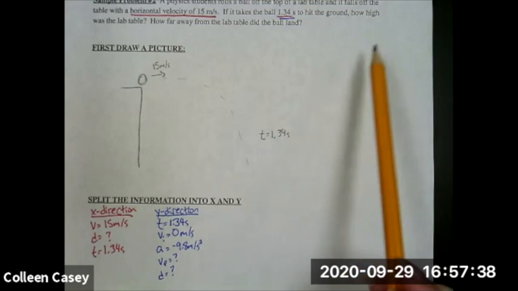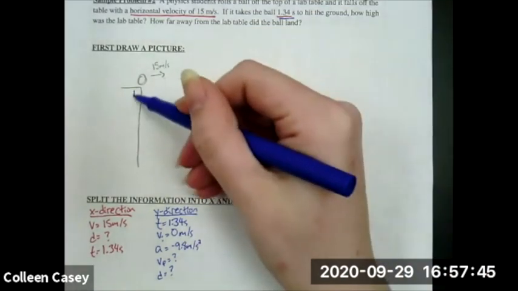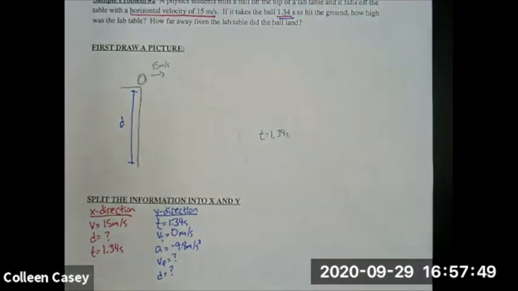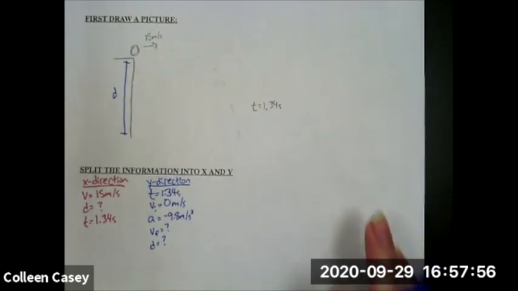So the first question I've got, how high was the lab table? The height of the lab table is my distance in the Y direction. So I'm looking for blue distance, or the Y direction distance. I'm going to go back. This part, remember, is as if the ball was just falling straight down, an object in free fall.